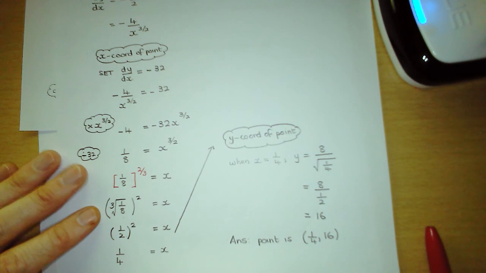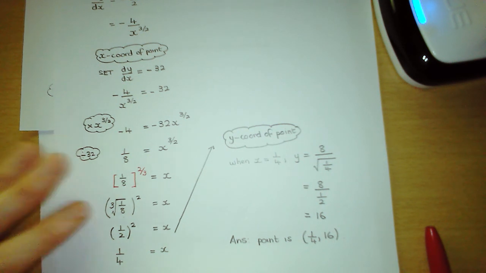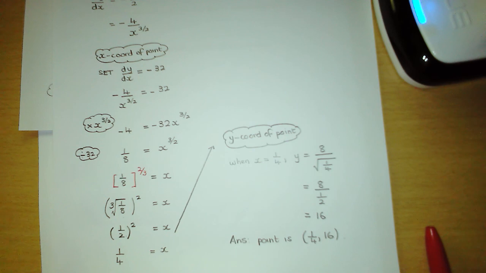And that's it. So that is how you find the coordinates of a point on a curve when you're given the actual gradient at that point. So in summary, you have to differentiate the curve to get the general gradient at any point. You then set the general gradient, dy by dx, equal to the actual gradient, and you solve that equation to get the x coordinate of the point. Finally, you sub the x coordinate of the point into the curve and you'll get the y coordinate of that point. And then you're just writing down your answer.